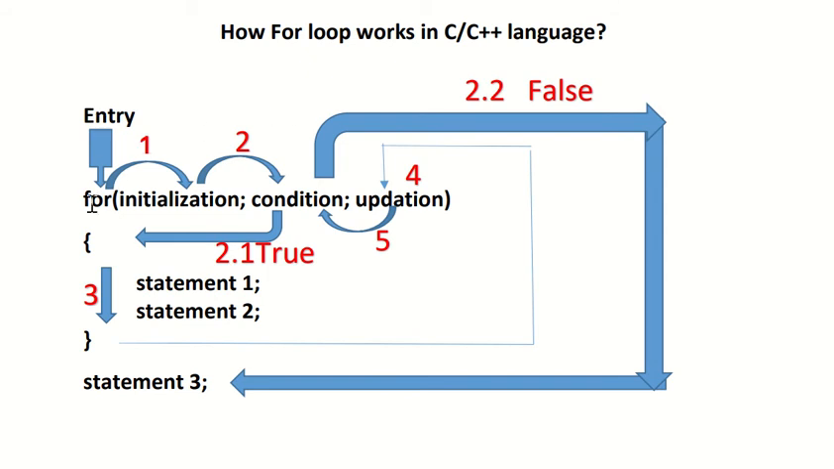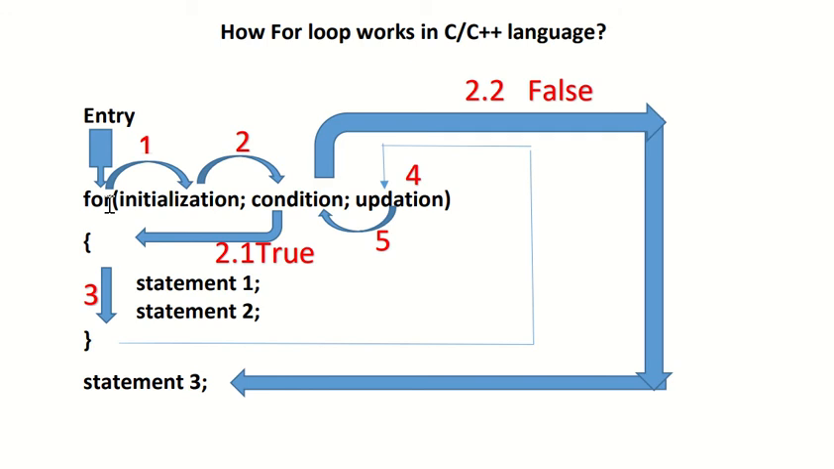Whenever you write the for keyword, for is a keyword because in C or C++ we have if, else, switch, while, do, for. These are nothing but the keywords in C or C++ language. So if I write for, this indicates the entry. From here we actually start. Then after for we have a round bracket like this.